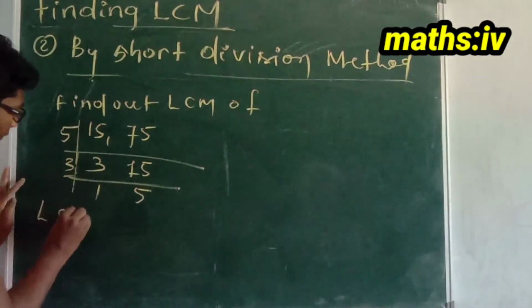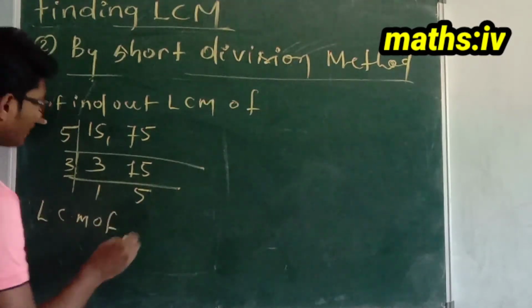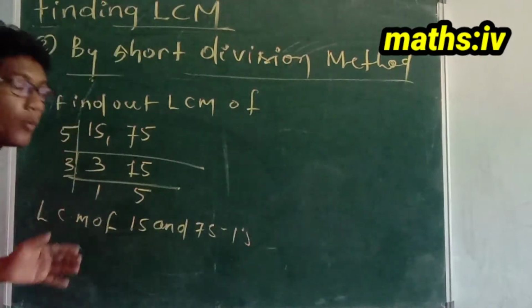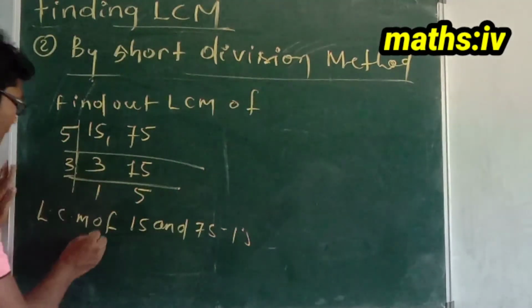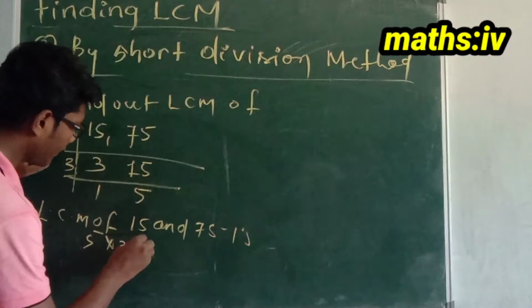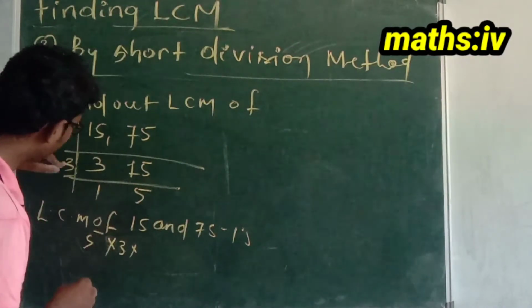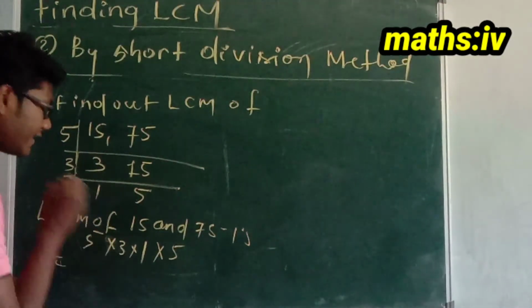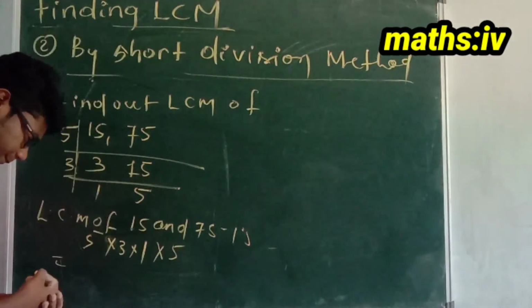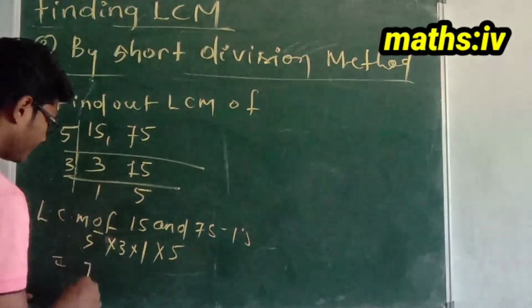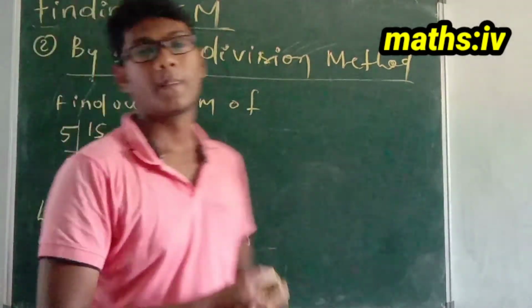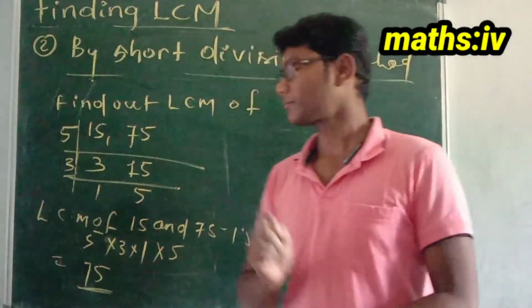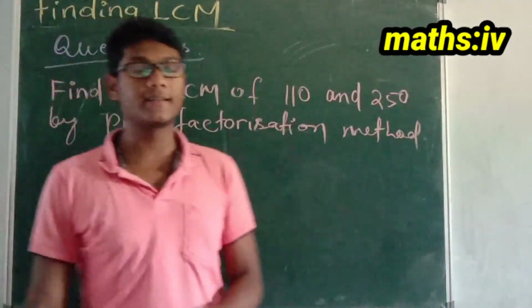So the LCM of 15 and 75: what we have to do, students, is multiply all these things. 5 multiplied by 3 multiplied by 5 multiplied by 3 multiplied by 1 multiplied by 5. So 5 3s are 15, 15 5s are 75. Clear? So the LCM of 15 and 75 is 75. Clear? Next, we are asked a question.